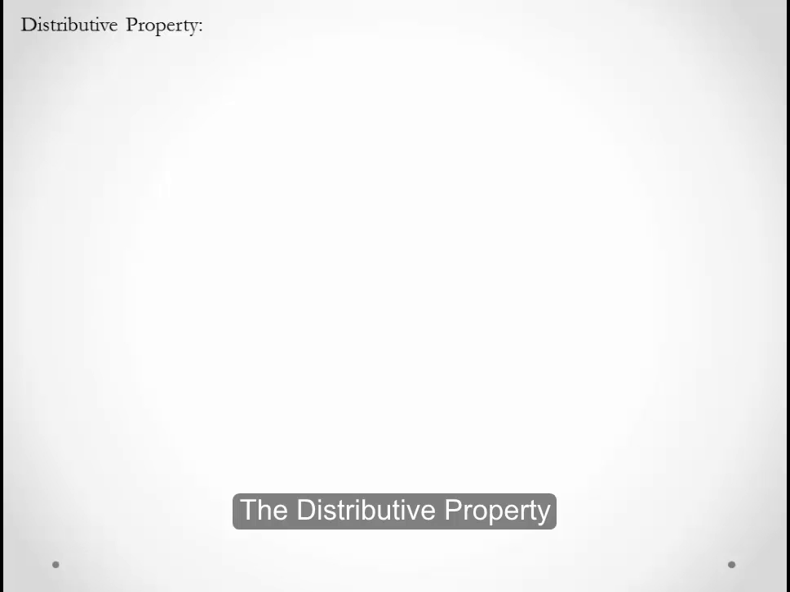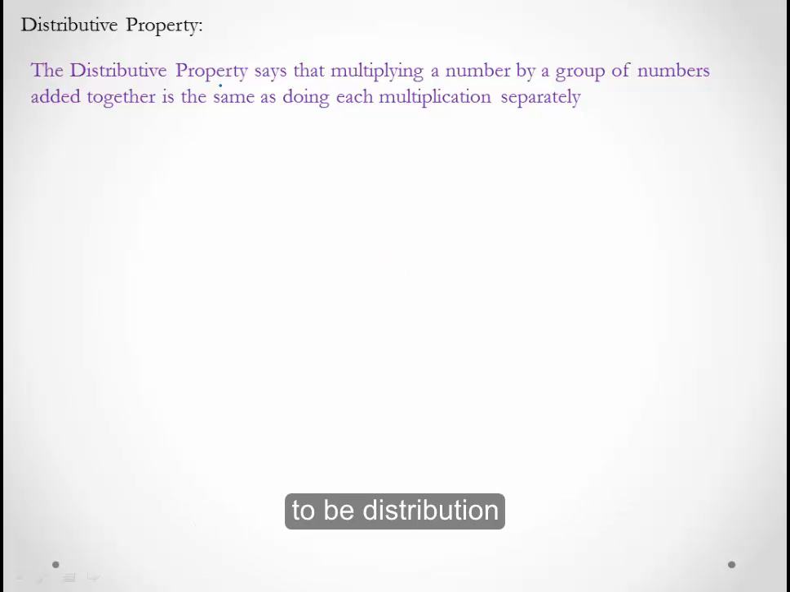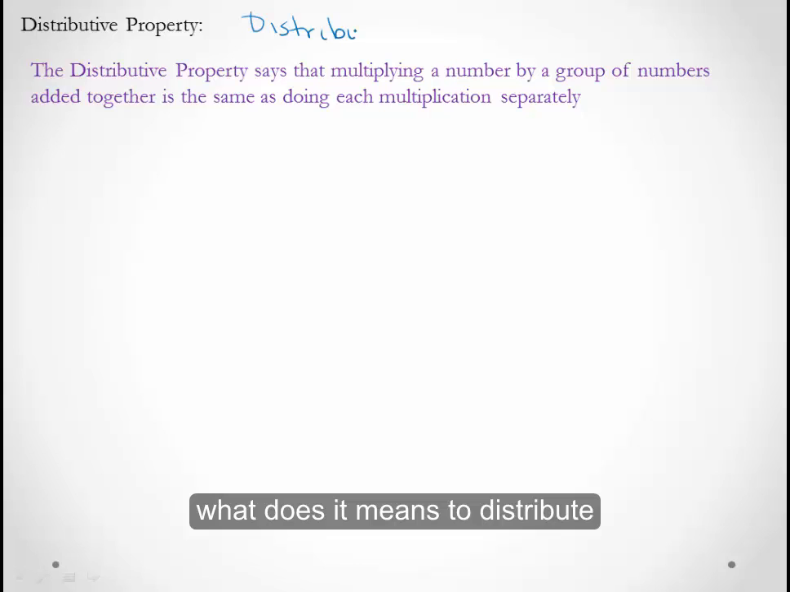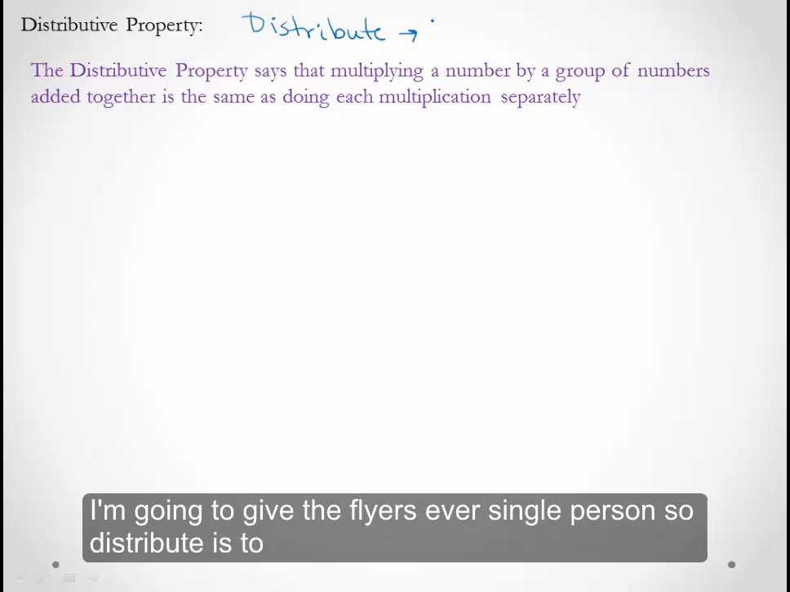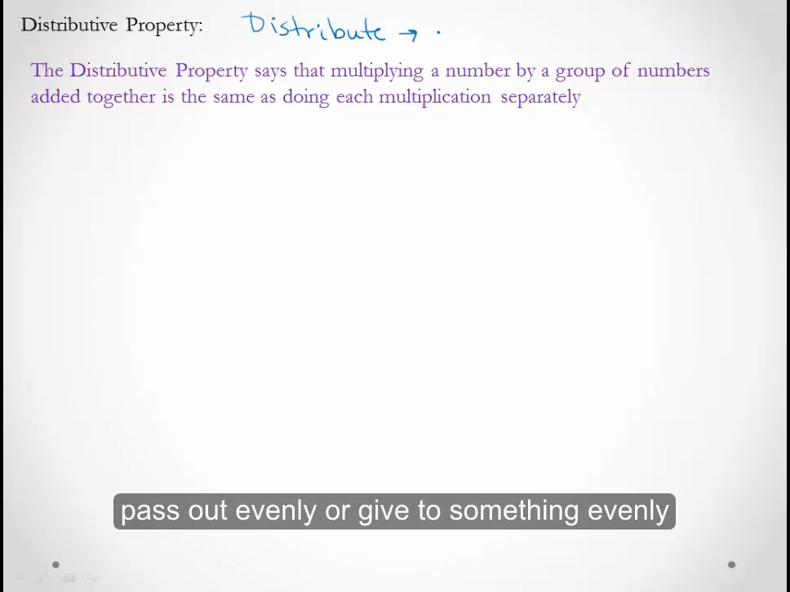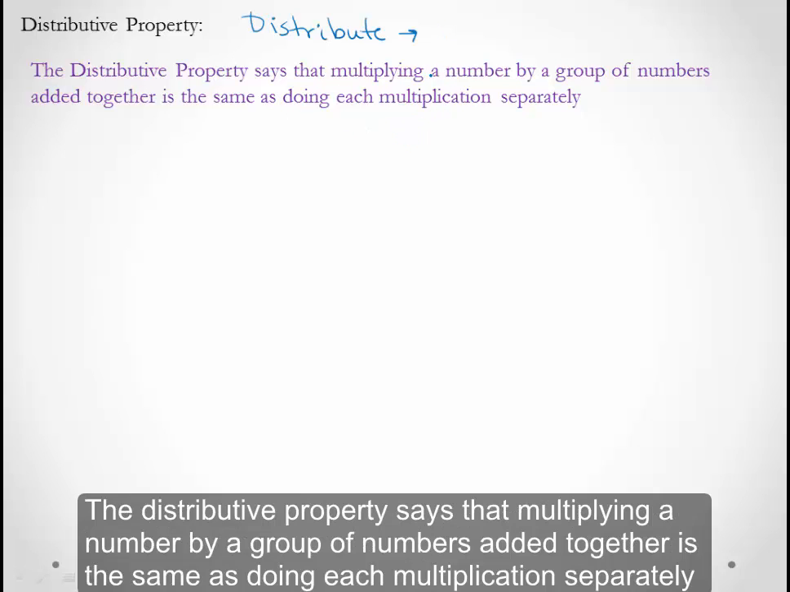The distributive property. First, let's think about what it means to be distribution. What does it mean to distribute? If I'm passing out or distributing flyers, I'm going to give a flyer to every single person. So distribute is to pass out evenly or give to something evenly. And the distributive property says that multiplying a number by a group of numbers added together is the same as doing each multiplication separately.